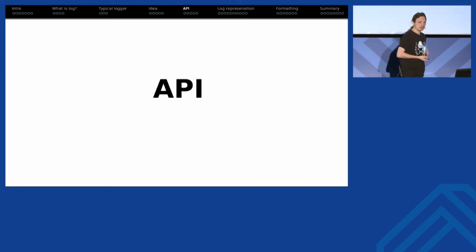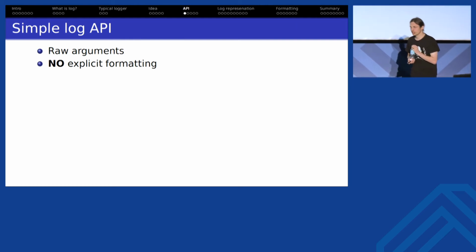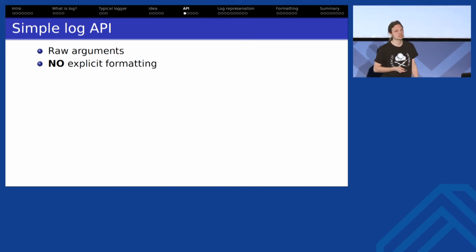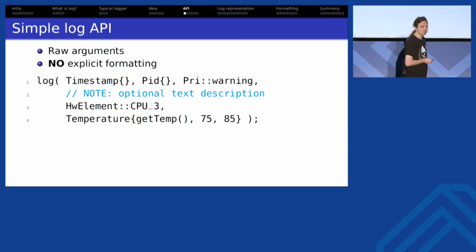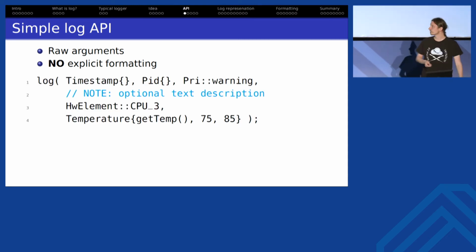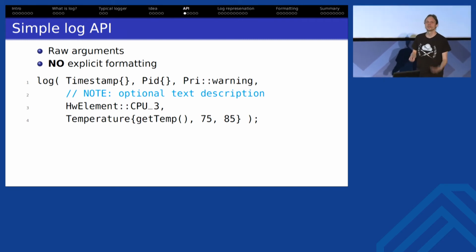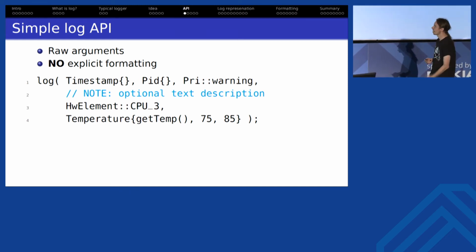Okay, so now let's talk a little bit about the API. First, on the client side, I'll propose something I call a simple log API, which will only contain raw arguments and have absolutely no explicit formatting. So an example log might look like this. Log, timestamp, PID, priority warning. You can, if you like, put some optional text in English, but it's not really needed here because all the information is preserved with a structure and named types.